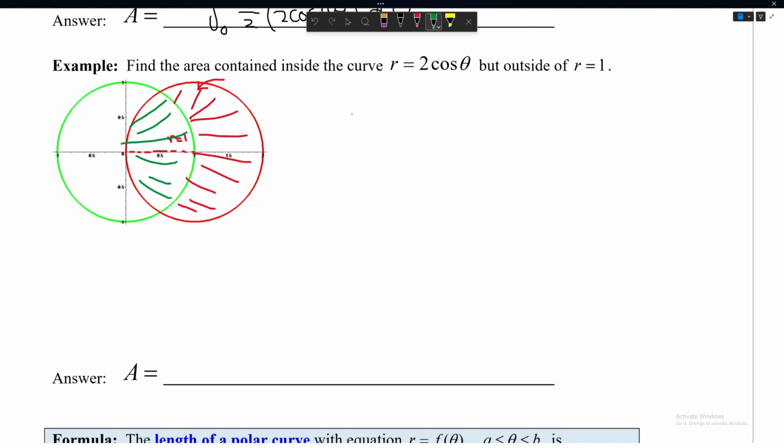So we'll say R equals 2 cos theta, and our R is 1. You see right here it says 1. So 1 equals 2 cos theta, right? Now I can isolate. There you go. And now what I can do in my calculator, what I get is pi over 3.